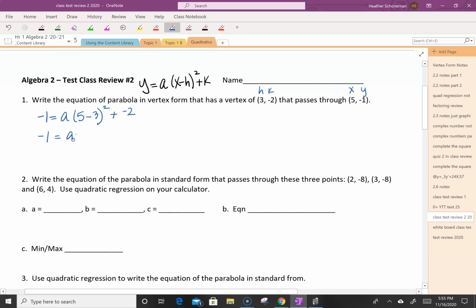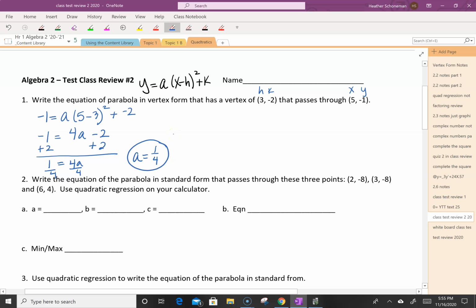Now, most of the time, we do not write a 4. So write it in a way that makes sense: 4a minus 2. Okay, to get a by itself, we're going to add 2 to both sides, so we get 1 equals 4a. To finish this, we're going to divide by 4, so a equals 1/4.